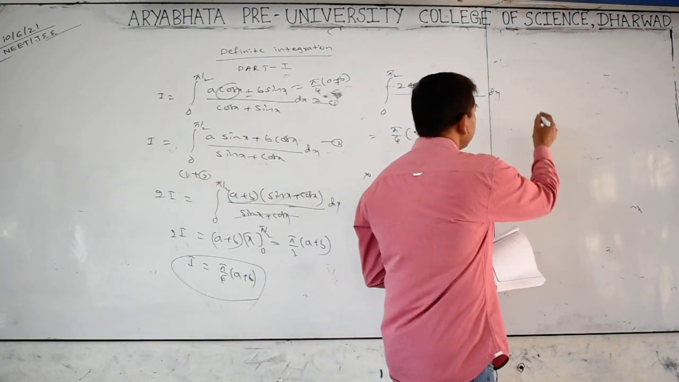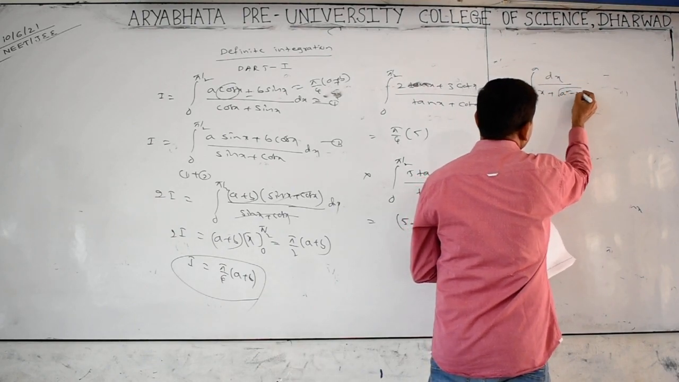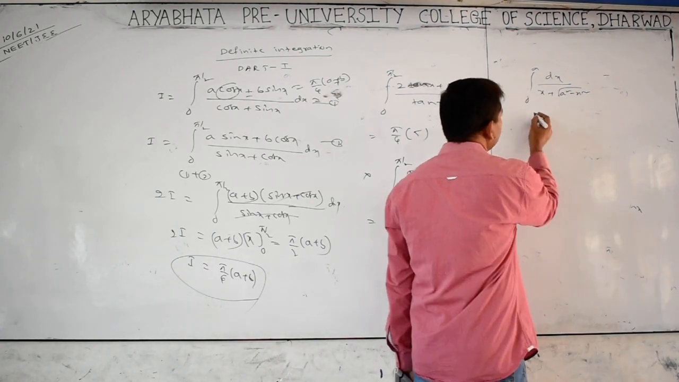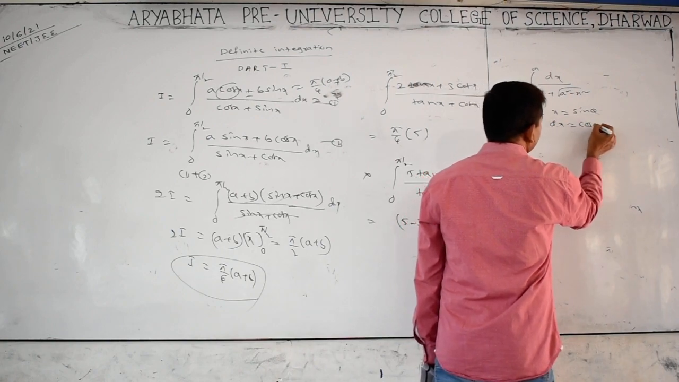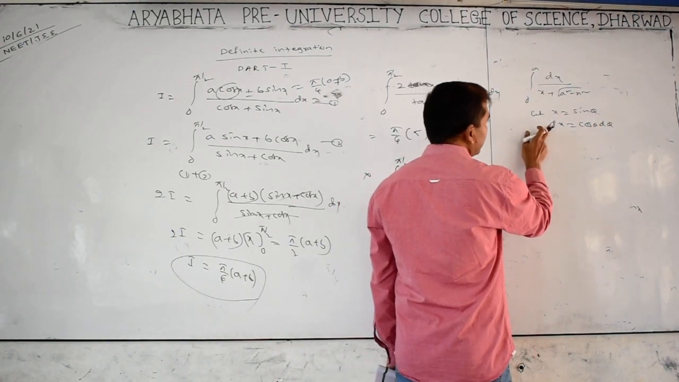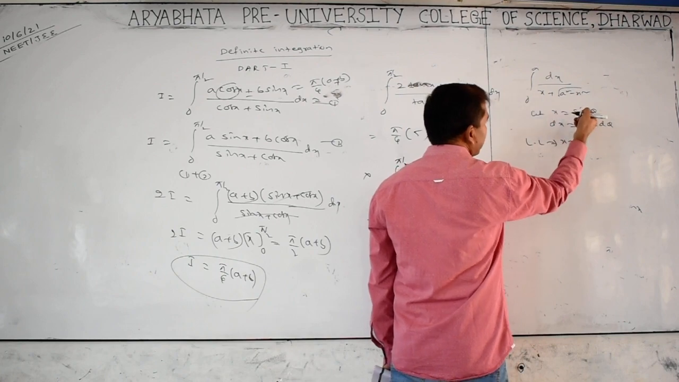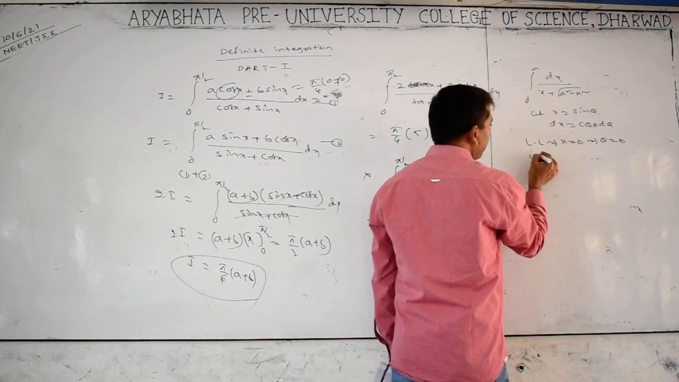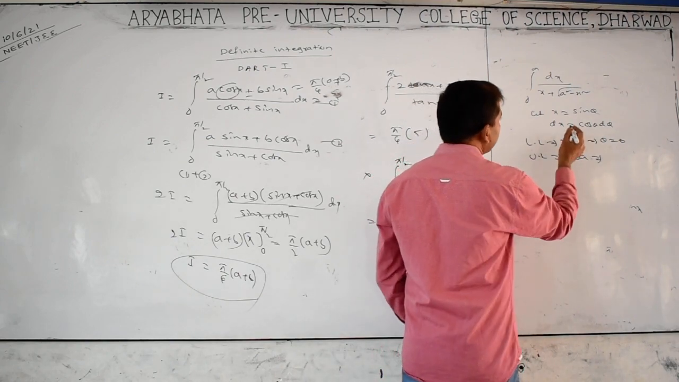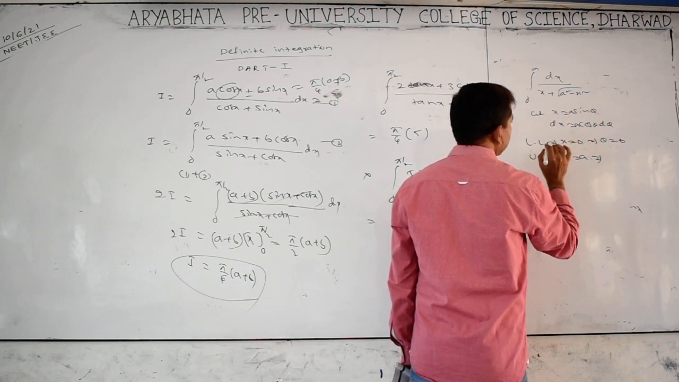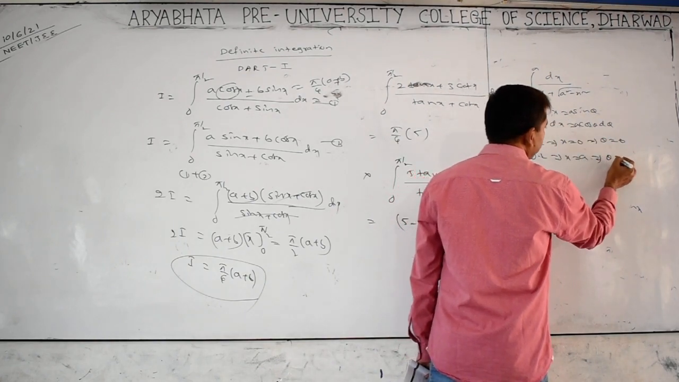Next, integral 0 to a dx by x plus root of a square minus x square. Let x is equal to sin theta. Then dx is equal to cos theta d theta. When you use the substitution method, limits will be changed. Lower limit, if x is 0, then theta is 0. Upper limit, x is a, you take x equal to a sin theta, then a cos theta d theta. Yes, a by a cancel, sin theta is 1, theta is pi by 2.